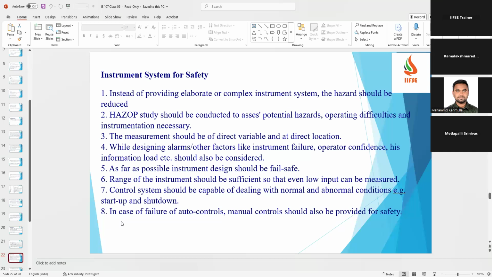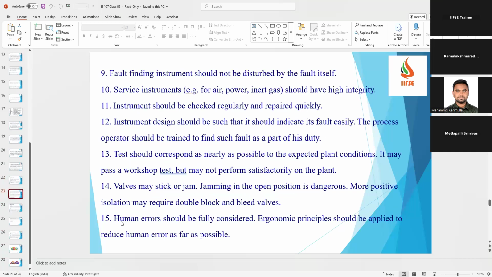Sometimes while you're operating with the DCS system, the valves will not shut off. We can't control the valves, maybe because the pneumatic air is not properly working to control the specific valve. Then there should be a provision to stop that flow manually. Then the fault finding instrument should not be disturbed by a fault itself. So this happens: the instrument itself is faulty, and then also it will give an indication. Service instruments for air, power, and inert gas should have high integrity. So that is very important. Services, if they are not properly working, lead to worse cases.